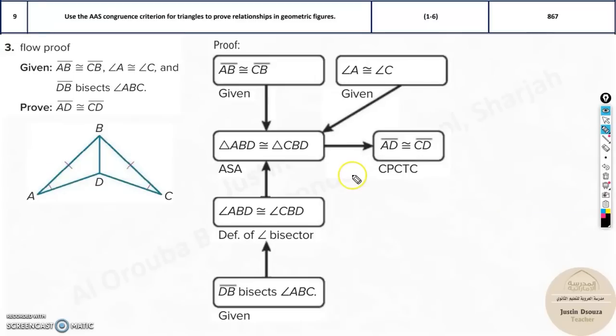So, sorry, I'm so sorry. It's corresponding parts. Okay, I said congruent three times. I'm sorry, I couldn't stop laughing just now. It's corresponding parts of congruent triangles are congruent.